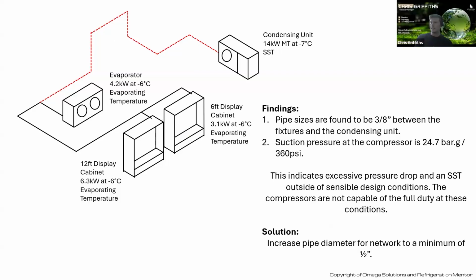So with our example system, say it was installed and we found actually those pipe sizes were 3/8 between all the evaporators back to our condensing unit. Our suction pressure's lower than we would expect it to be, and we've got 24 bar, 360 psi. We can confirm to ourselves, we can even run it through the compressor software, that is outside of our operating envelope and we're not going to get the coolant that we need. And the solution for that, nice and simply, increase pipe size diameter.